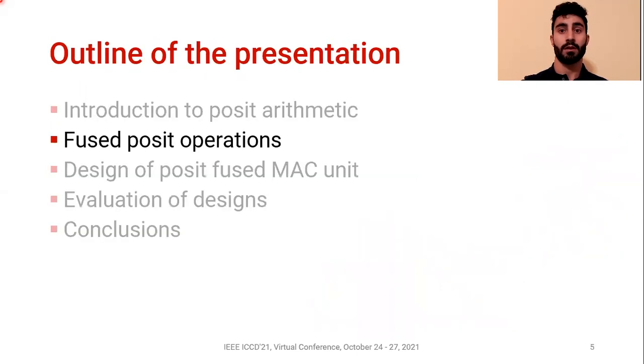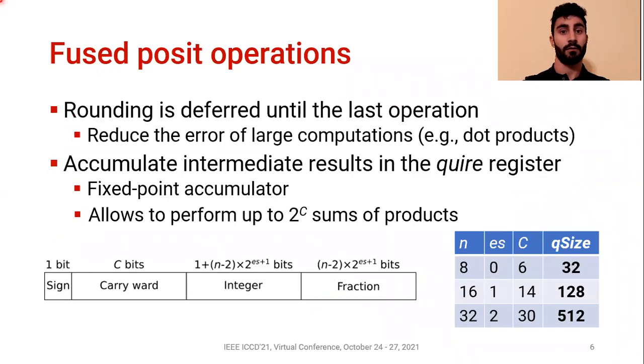The fused Posit operations are one of the main ideas in this work. As already mentioned, this kind of operation defers rounding until the last operation, which can reduce the error of large computations such as dot products or matrix multiplications. To do that, the intermediate results are accumulated into a larger register called quire. As seen in this figure, the quire is a kind of fixed point accumulator with some extra carry bits that allow performing accumulations with no risk of overflow. This table lists the total size of the quire accumulator when using different Posit parameters.